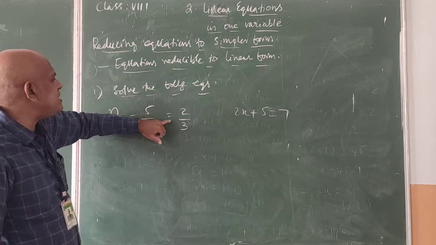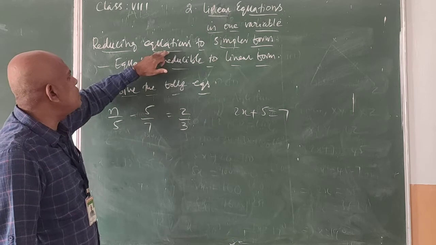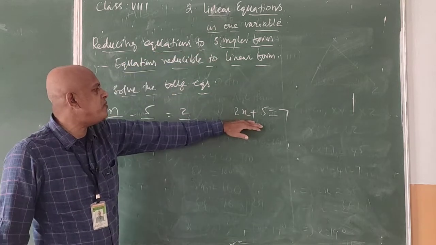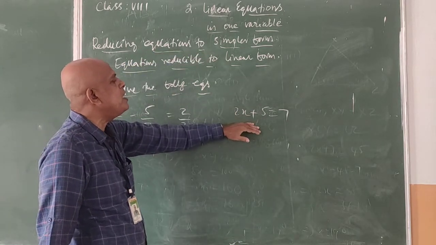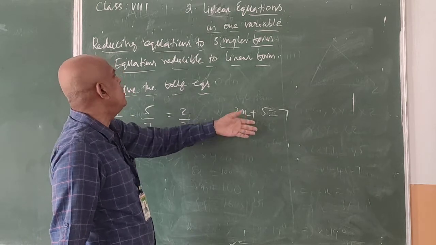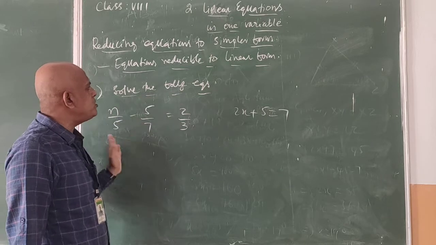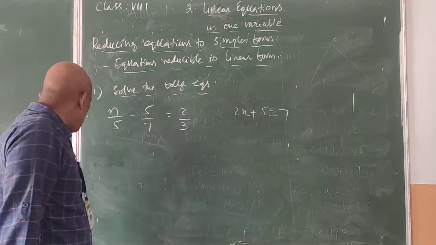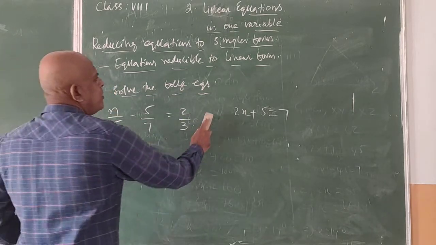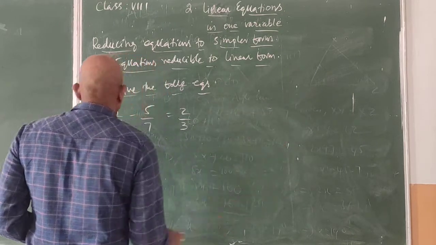This is also an equation which we reduce to the simplest form. We will simplify in this form and then we will solve. Or you can say equations reducible to linear form. So now we will convert into simpler form, or linear form. Later we will solve the problem here.